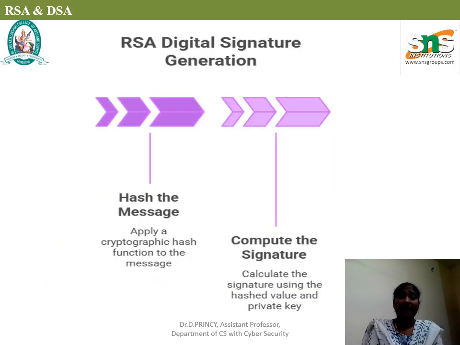After creating the pair of two keys, we have to generate a digital signature. To generate a digital signature, we have to follow two steps. One is to apply a cryptographic hash function to the message. The second step is to compute the signature, which is the calculation of the signature using the hashed value and the private key. For generating, we use the private key in all digital signature schemes. For verification only, we apply the public key.